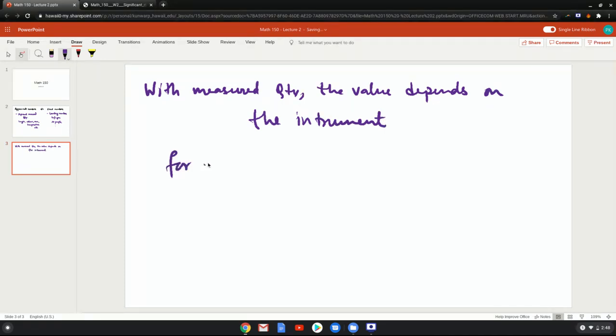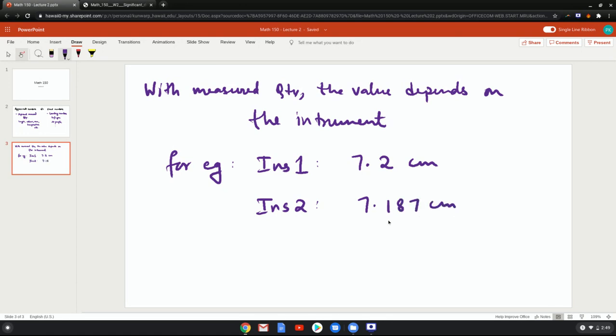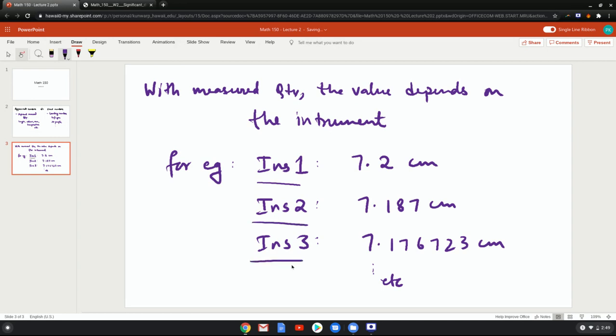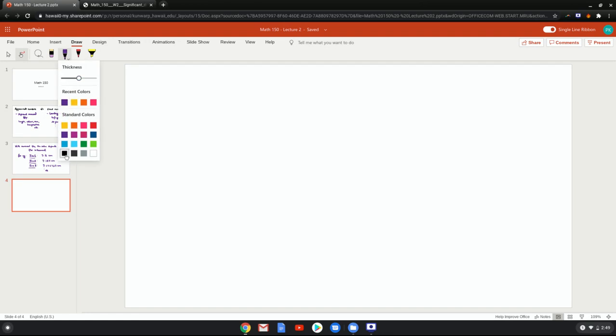For example, using one instrument, say instrument 1, you get a measurement of 7.2 centimeters. But then I use a more precise instrument and I get that it is 7.187 centimeters. I can use another instrument which is even better, and maybe it actually is 7.1876723 centimeters, etc. So the value that is measured depends on the instrument that is being used. That's where approximate numbers differ from exact numbers. Which means that when talking about approximate numbers, we need to introduce a certain terminology. One of the terminologies that we use is called significant digits.